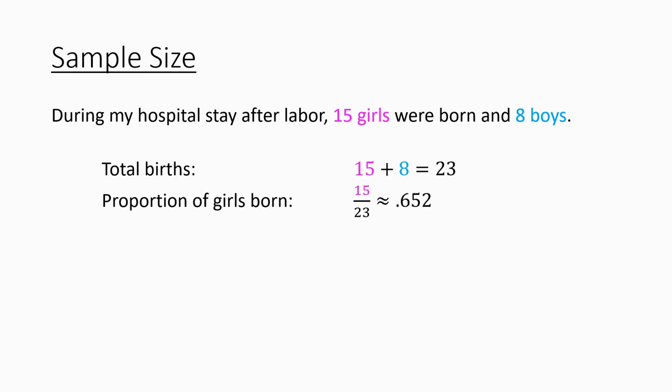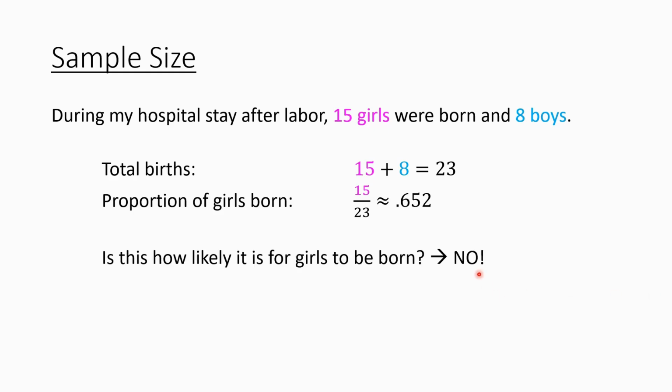Now let's explore how sample size affects probability calculations. When I gave birth, I stayed in the hospital for 2 days. During that time, 15 girls and 8 boys were born. That means there were 23 total births. The proportion of girls born is 15 girls out of those 23 total births, giving me a probability of 0.652 or 65.2%. Hold on, does that mean this is how likely it is for girls to be born?